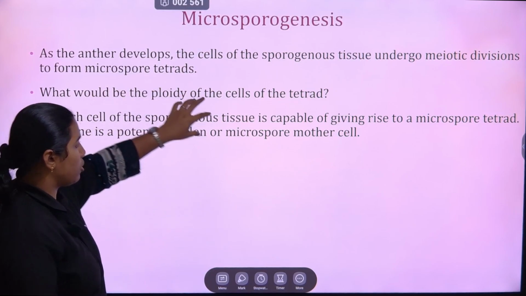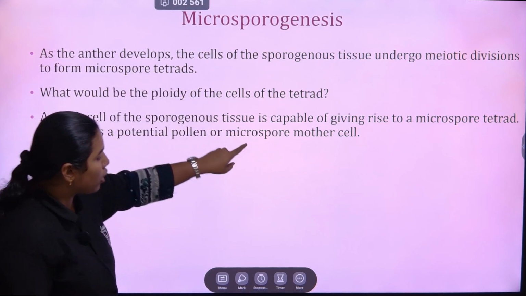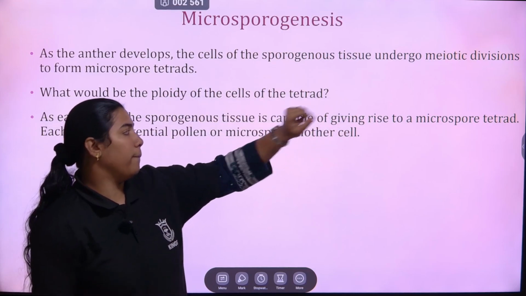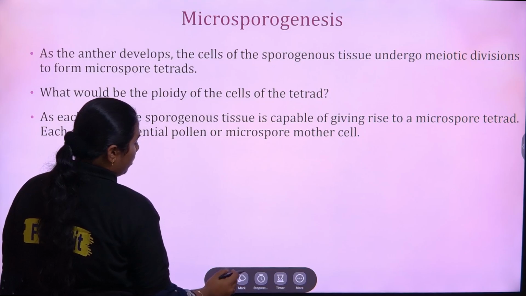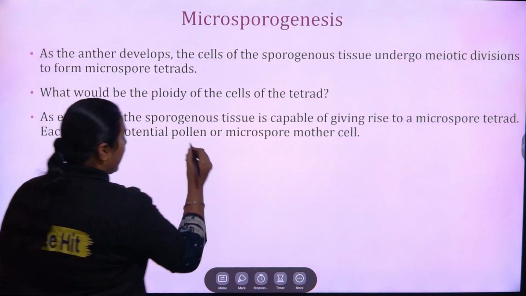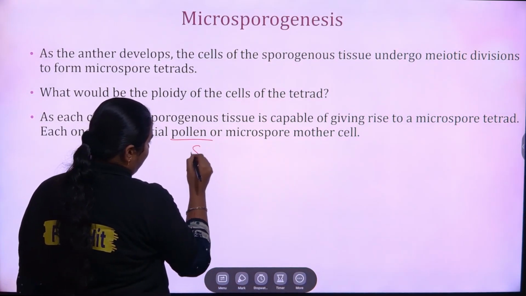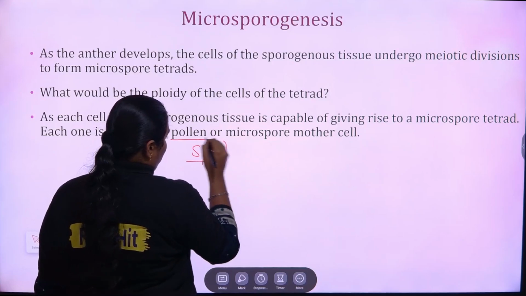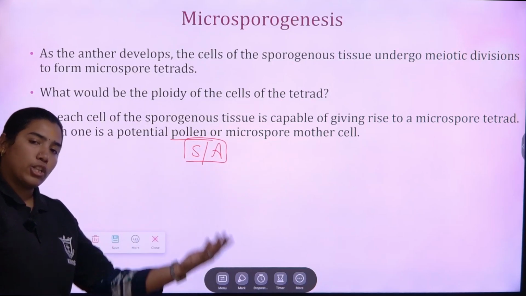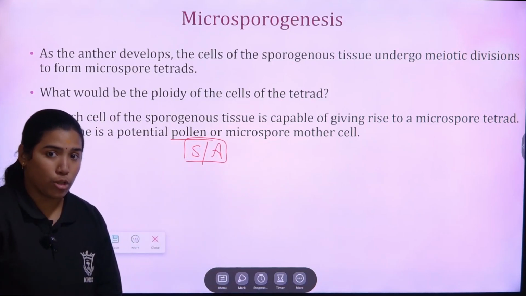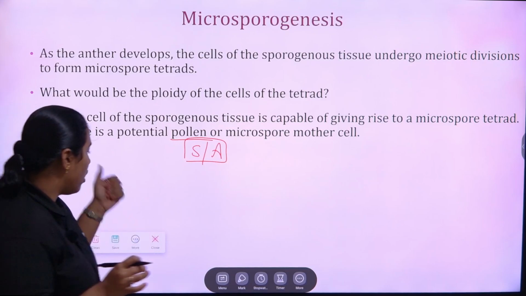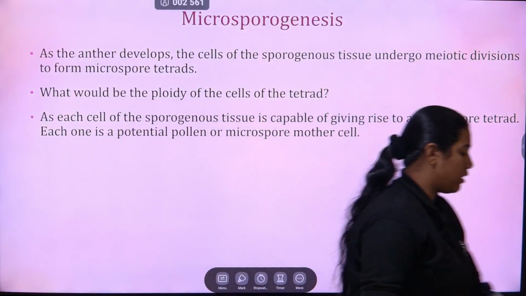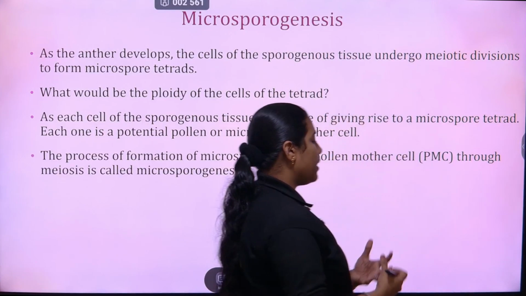So each sporogenous tissue cell can become a microspore mother cell, which can form a microspore tetrad. Each one is a potential. Remember, these alternate terms can be asked in statement questions or assertion reason questions. Okay? Microspore mother cell, pollen mother cell. Microspores, pollens. They are used interchangeably. So you must be very careful while using these words, because they mean the same. So the answer would be the same.